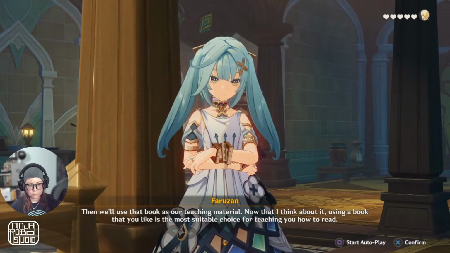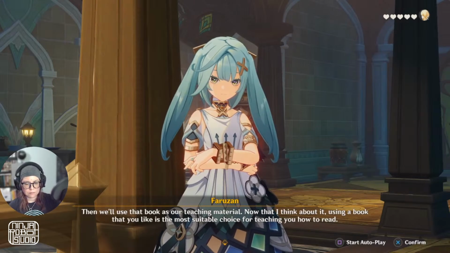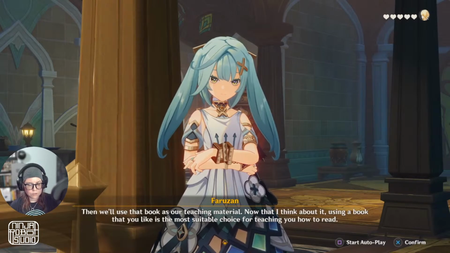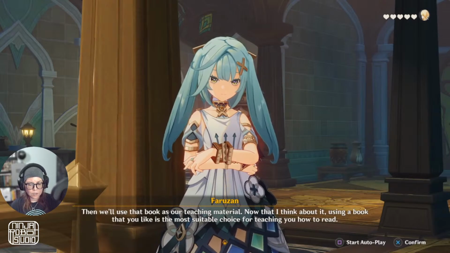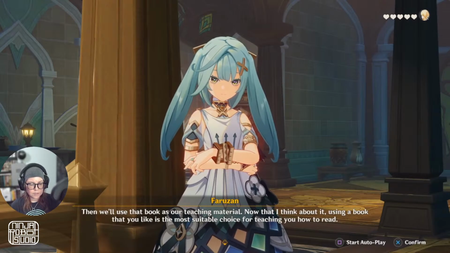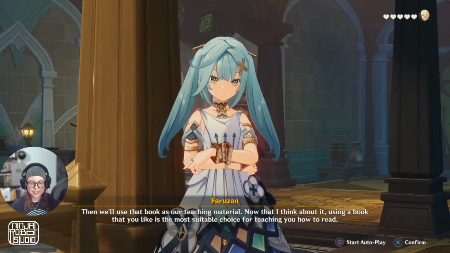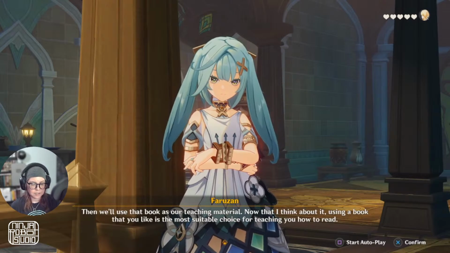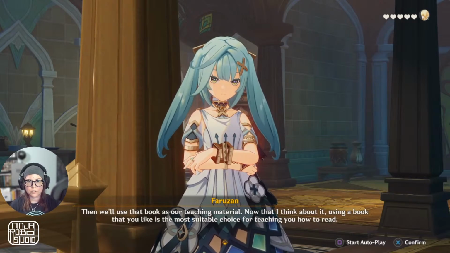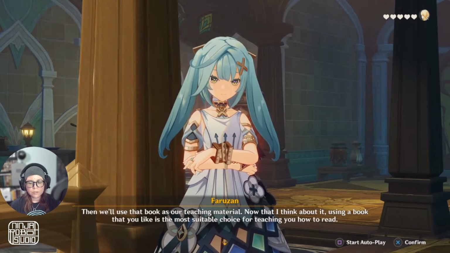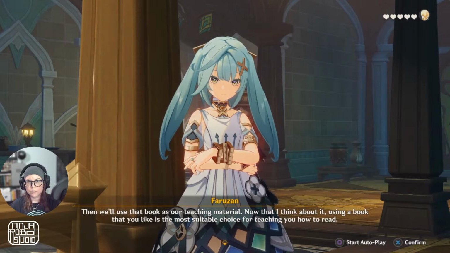Now that I think about it, using a book that you like is the most suitable choice for teaching you how to read. This is something that I talked about. I don't remember which stream it was, if it was part 1 or part 2, but this was a surprise research case study, field research, and what she's doing right now is basically field research to try to figure out what book to use as remedial teaching material for teaching people how to read.